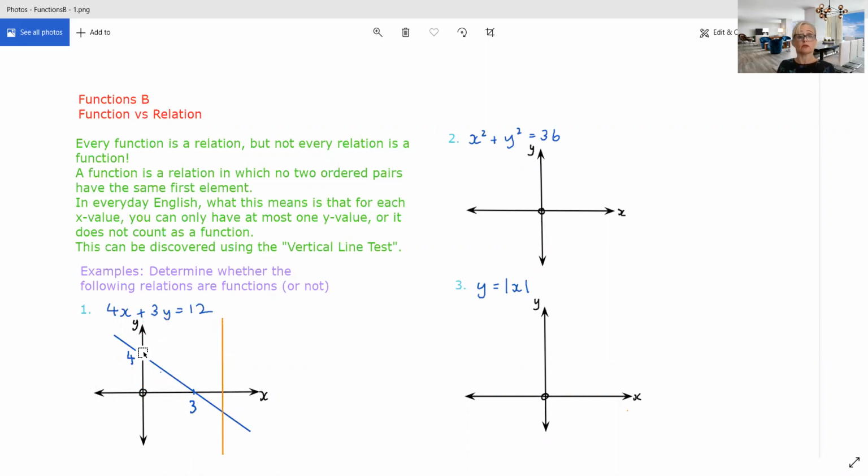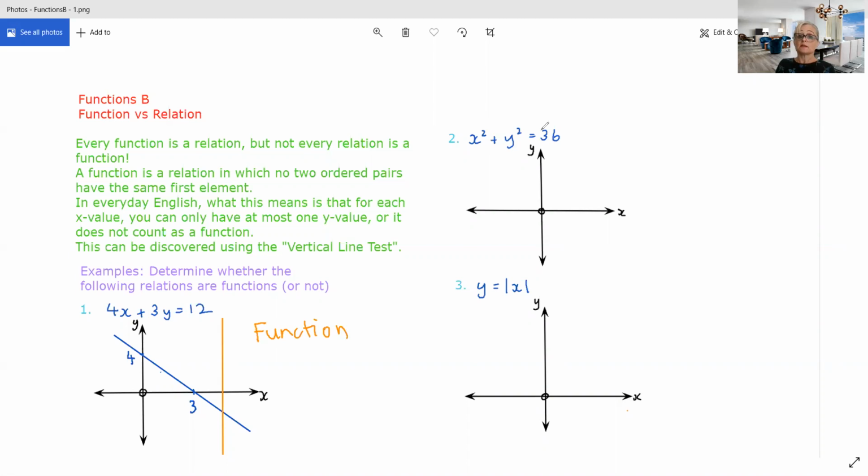This is a function. There's only one y value for each x value. So this is a function. Just for interest, the domain and range are both going to be the set of real numbers.